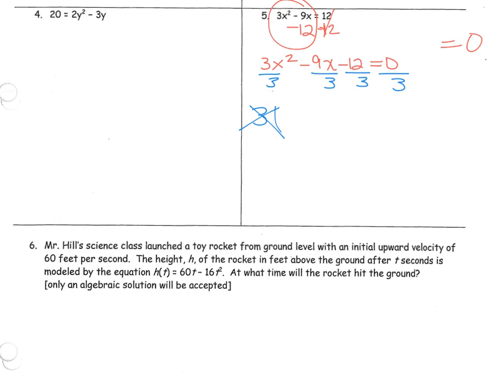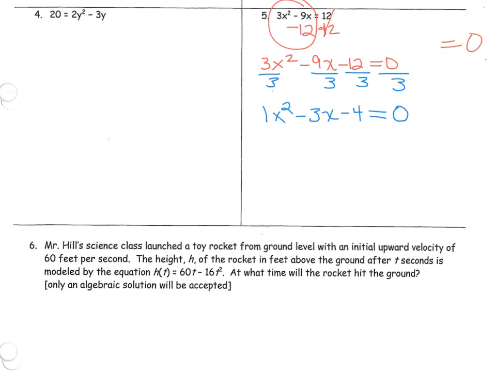Okay, so let's actually factor this. I'm taking out the 3. 3 divided by 3 is 1, and I have an x squared. -9 divided by 3 is -3, the x comes down. -12 divided by 3 is -4. And 0 divided by 3 is 0. Now I have a nice trinomial, because there are 3 terms, that I can factor.